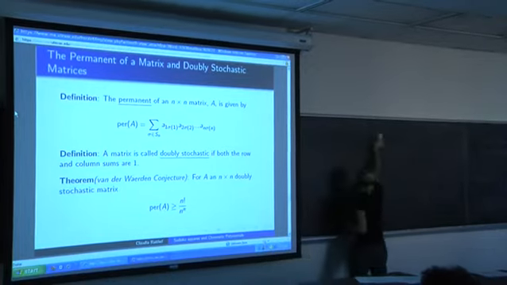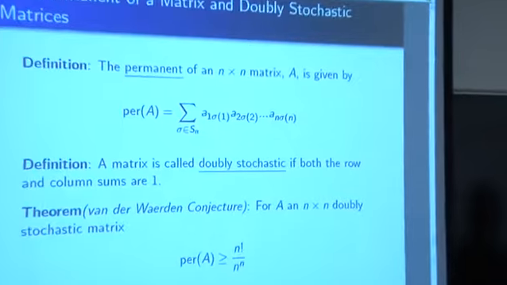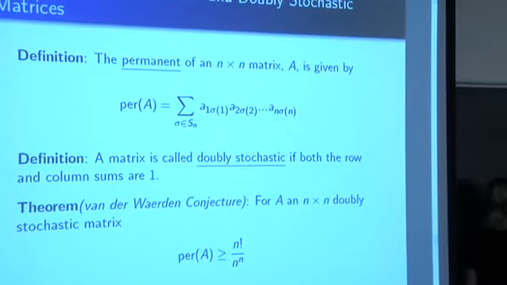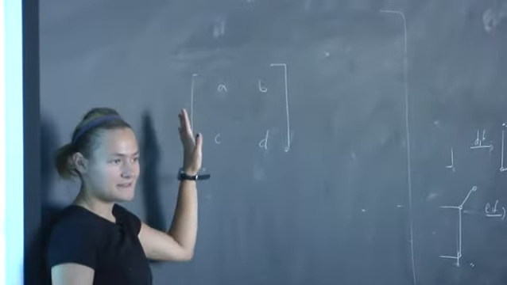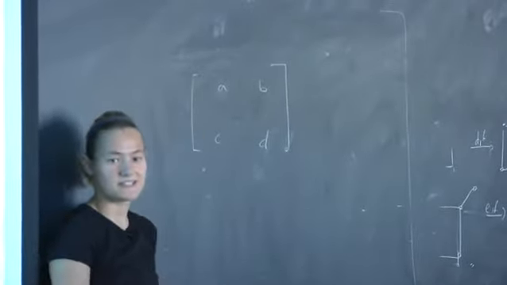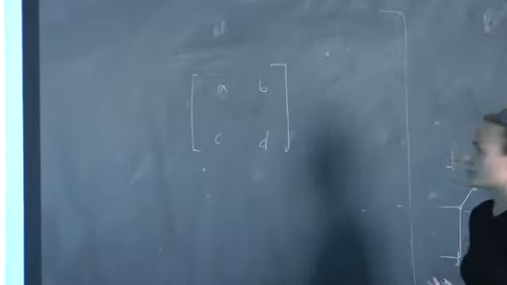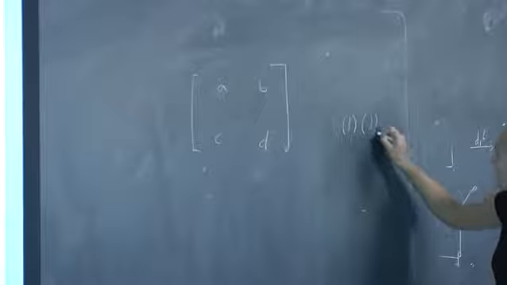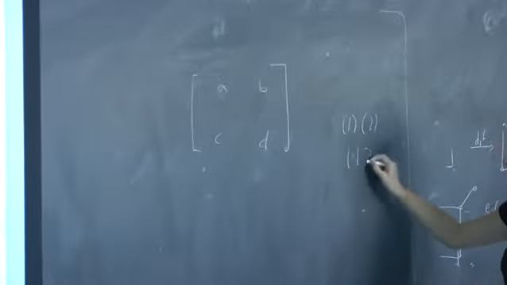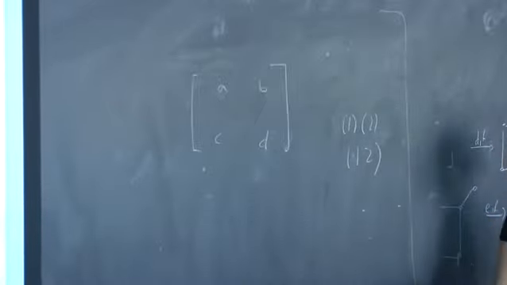So let's just look at the 2 by 2 matrix A, B, C, D. We're going to be summing over permutations in S2. There are only 2 permutations in S2: there's the identity, and there's the transposition, where 1 goes to 2 and 2 goes to 1.